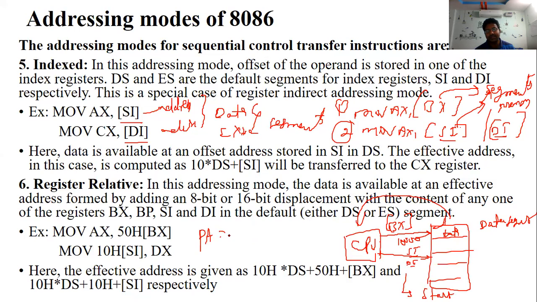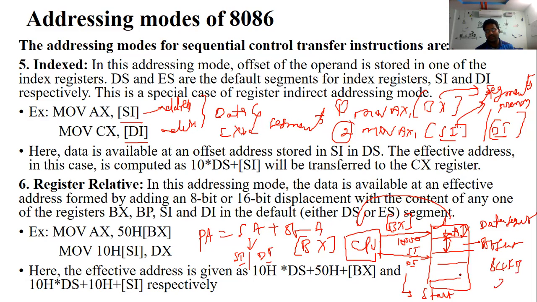You know that the physical address is the segment address plus the offset address. BX will store the offset address value, but SI and DI give the segment address. Do you understand the difference between these two? This BX value directly points to the data value, the offset, which is 64 KB, 2 power 16. SI and DI indicate the starting address of the segments.